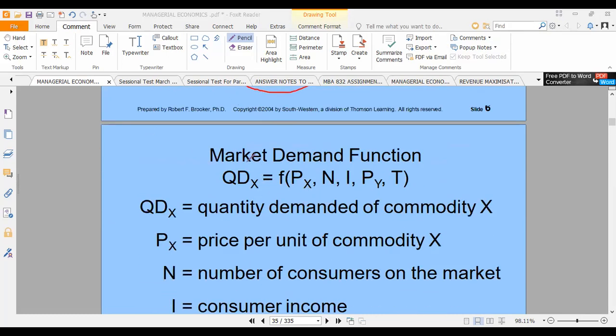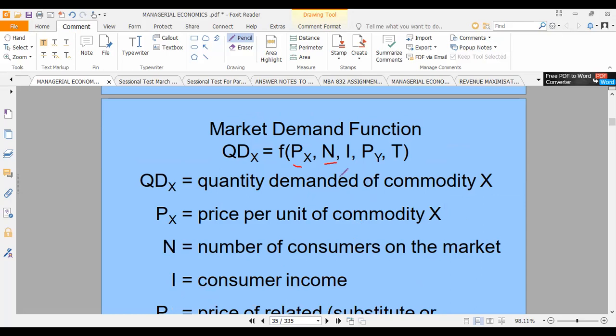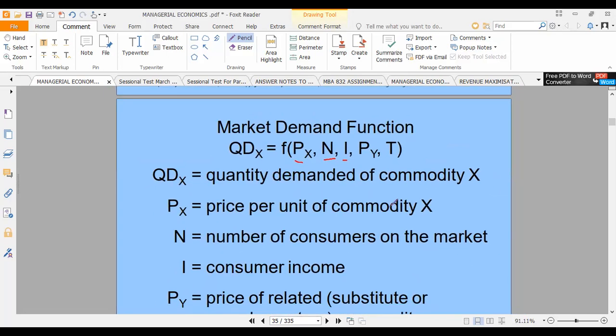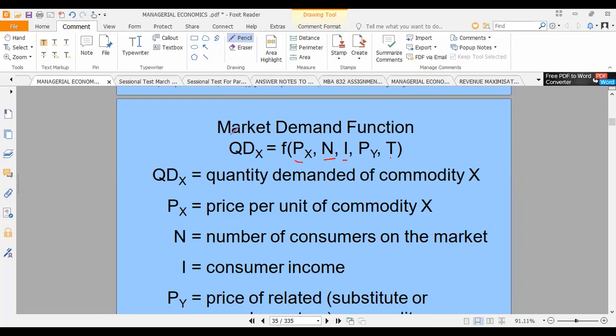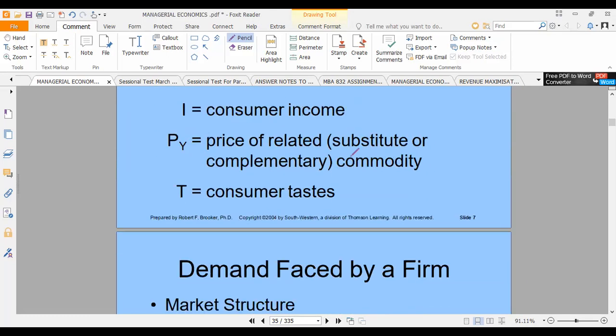So the market demand equation is affected by the factors: number 1, which is the price of the unit; number 2, the population size of the customers in the market; number 3, the income of the consumer, the disposable income, which is the income spent on the commodities; number 4, the price of related goods, mainly the substitute or complementary goods; and number 5, the tastes. These are the factors collectively that affect the market demand.